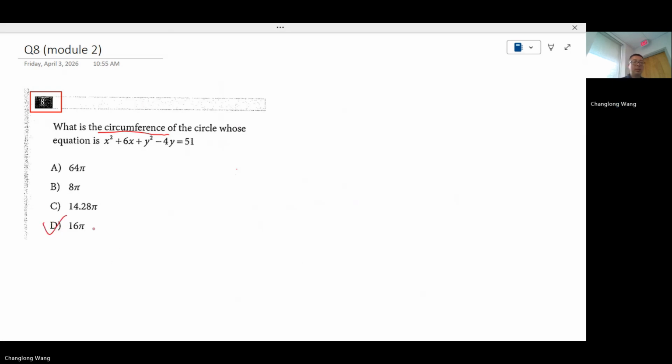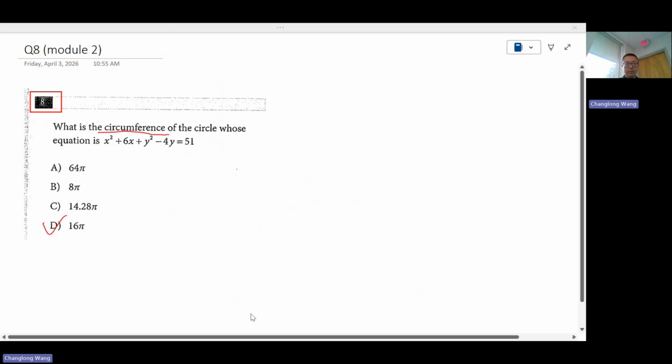So now the standard way is to complete the square, right? That's, I guess, how they design the problem. To complete the square, you're going to find a number on the other side that looks like 64. Then take the square root, you get the radius to be 8. Then 2 pi r, you get 16 pi. But now you have decimals.